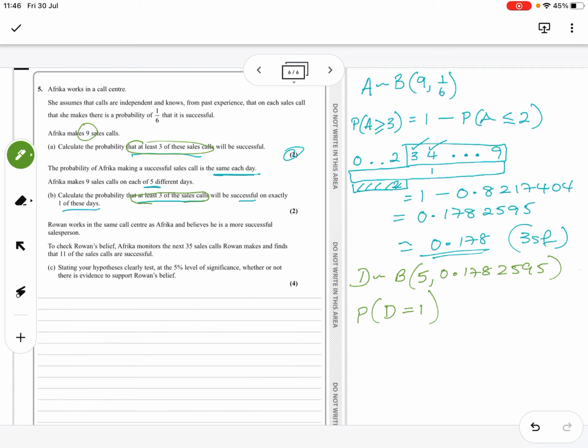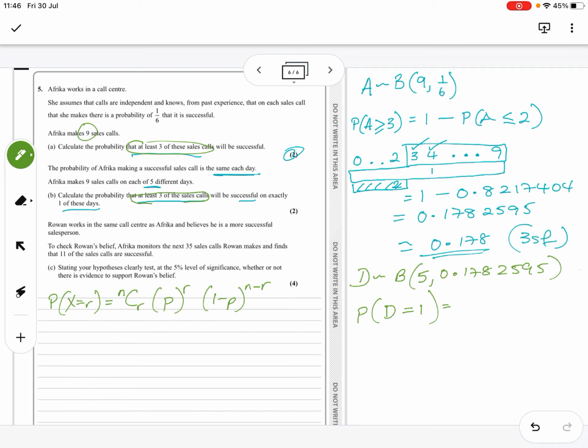So this is an equal to, so you can either put it in your calculator like that, or you can do the formula, which is nCr, probability of success to the power r and probability of failure to the power n minus r.